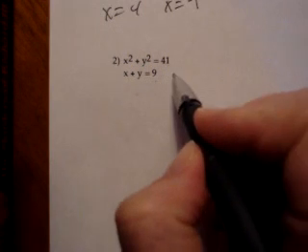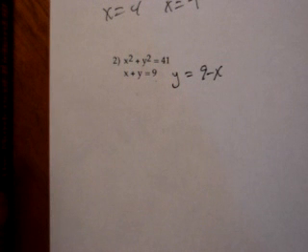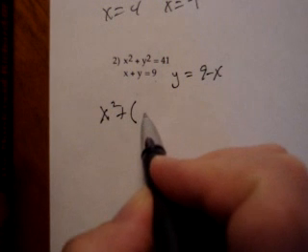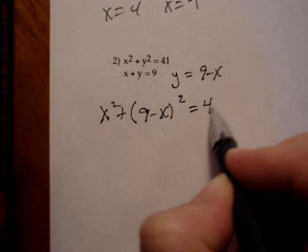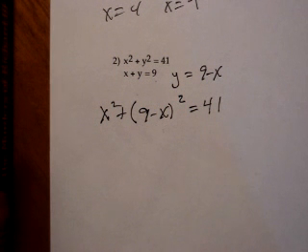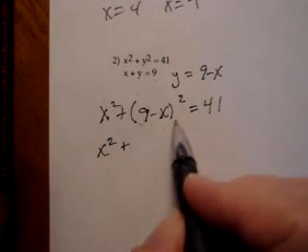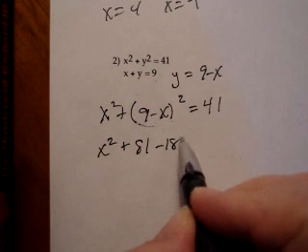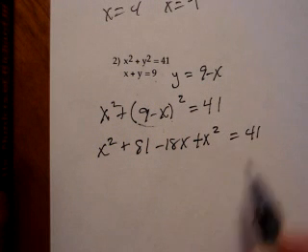Okay, so let's solve. Let's see. I'm going to isolate y. y is equal to 9 minus x. Now let's substitute. x squared plus, instead of y, I put 9 minus x, quantity squared, is equal to 41. Don't forget to multiply correctly. x squared plus, this should have 3 terms when you multiply it out. 81 minus 18x plus x squared equals 41.